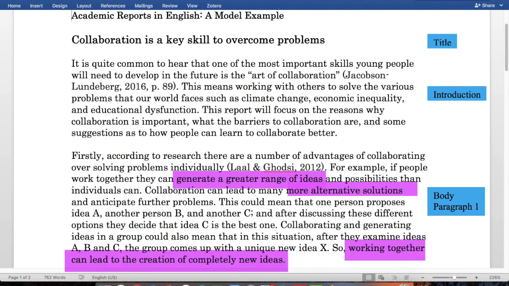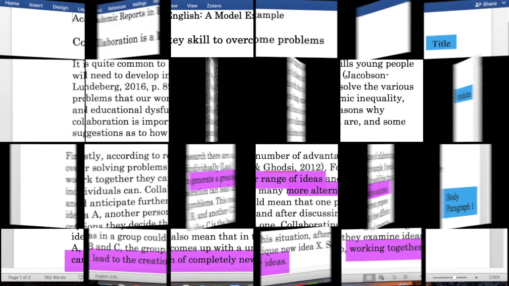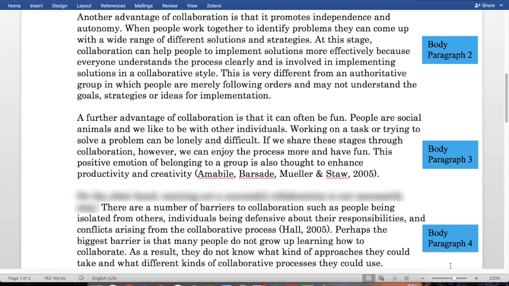Working together can lead to the creation of completely new ideas. So we have 3 examples of advantages. Okay, let's have a look at a few more examples of topic sentences and the supporting information.